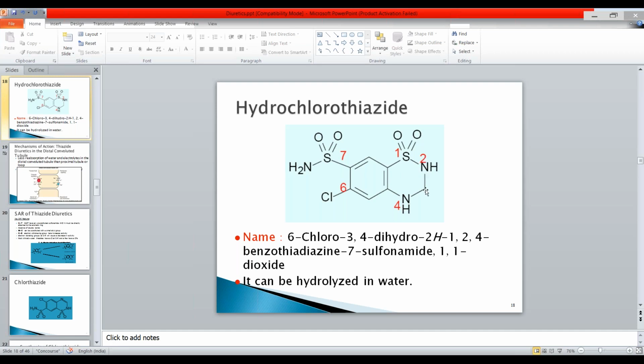Okay, now if you see the third position, here it is empty. You can substitute whatever you want. And whatever you substitute on the third position of the thiazides or hydrothiazides will decide the duration of action. If you have a very highly polar group attached at this third position, the drug will remain bound in the body for a very long time. The duration of action will be long.